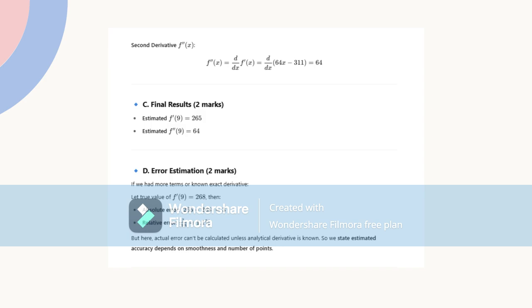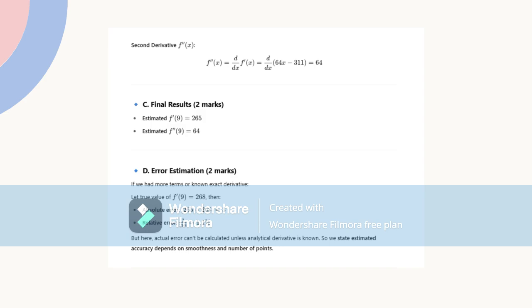Error estimation. If we had more terms or non-exact derivatives, let the true value of f dash of 9 be 268, then the absolute error equals 265 minus 268, which is 3. Relative error is approximately 1.1%. But here the actual error can't be calculated unless the analytical derivative is known. So we state the estimated accuracy depends on smoothness and the number of points.